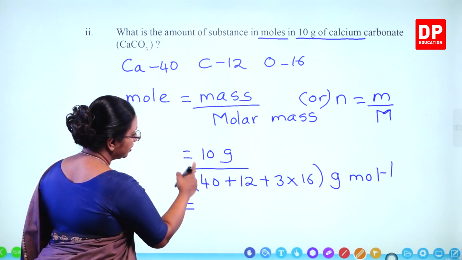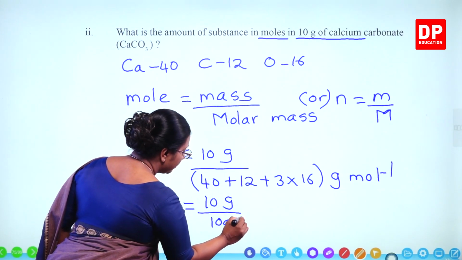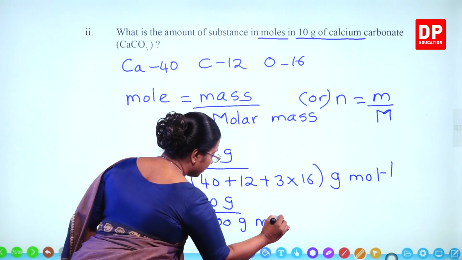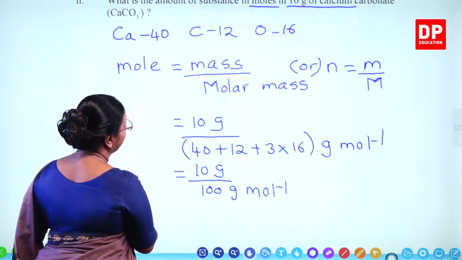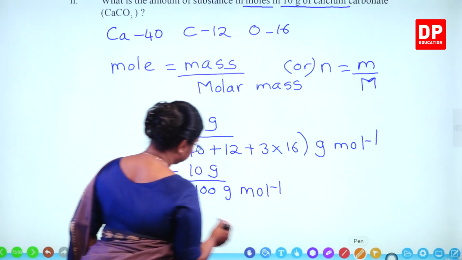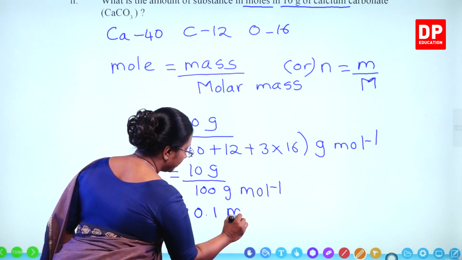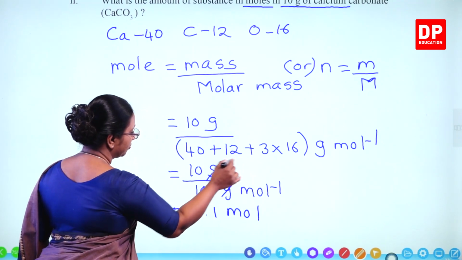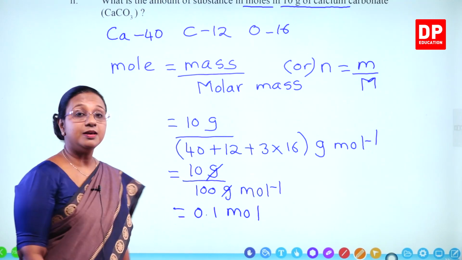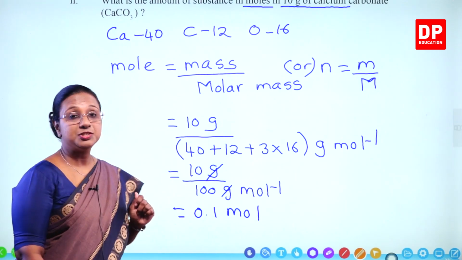So here you will get the value as 10 gram over 100 gram per mole. So when you calculate, what do you get? That is going to be 0.1 moles. Why again? These two cancel off. Mole goes up. 10 over 100, 0.1. I am sure you were able to do this.